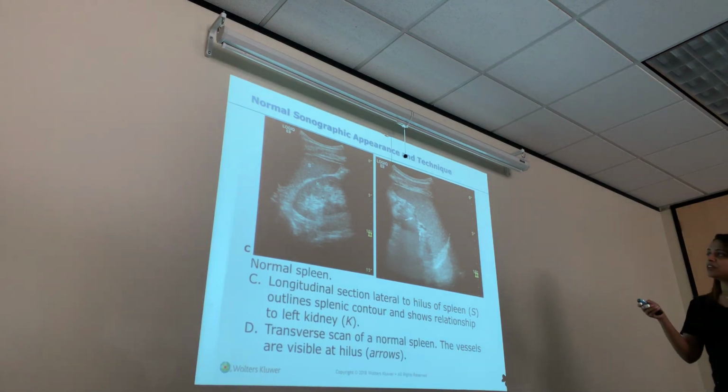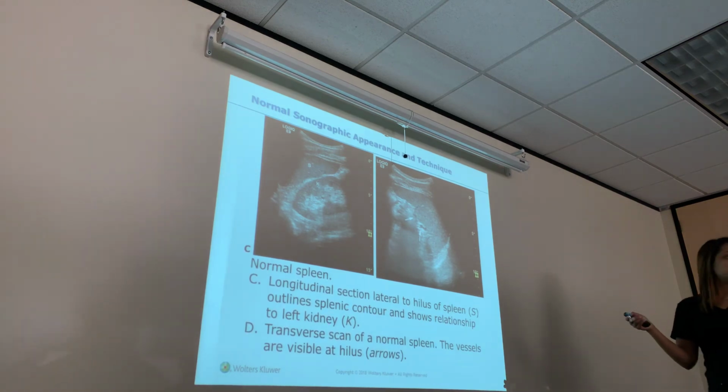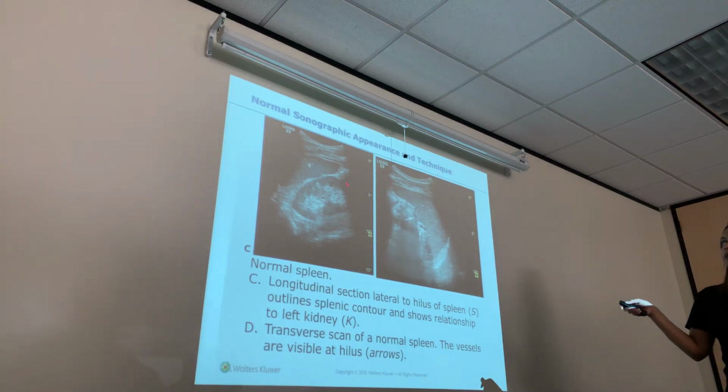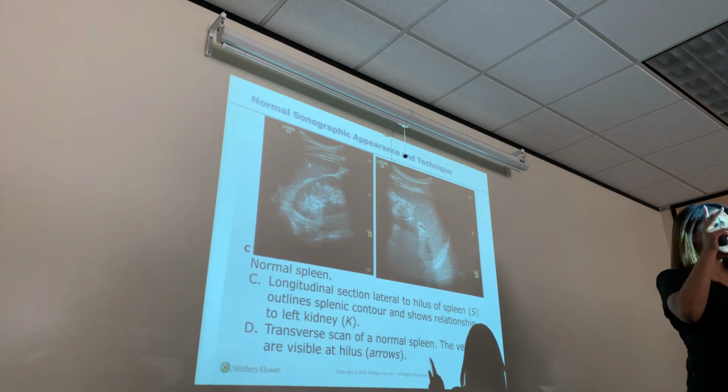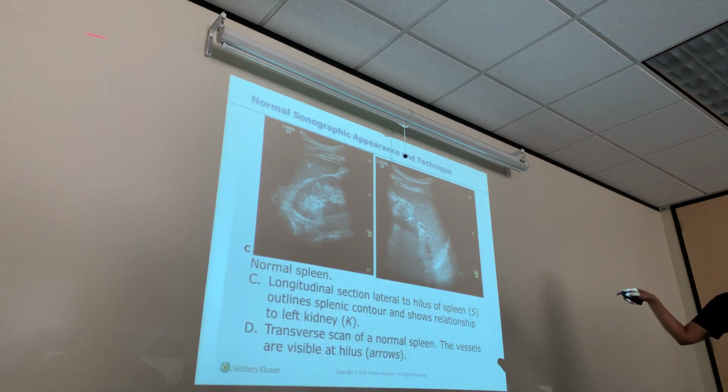Yes. So whenever I was talking about the comparison, this is what we take. The spleen and then the left kidney. And a lot of times if you can't get it in one image, because you know how it's kind of cutting off, you can use a dual screen. On one side you can have the spleen, and on the other side have the kidney.